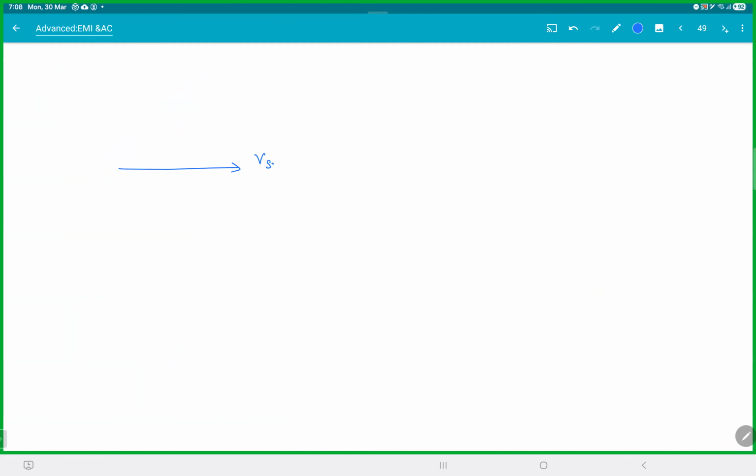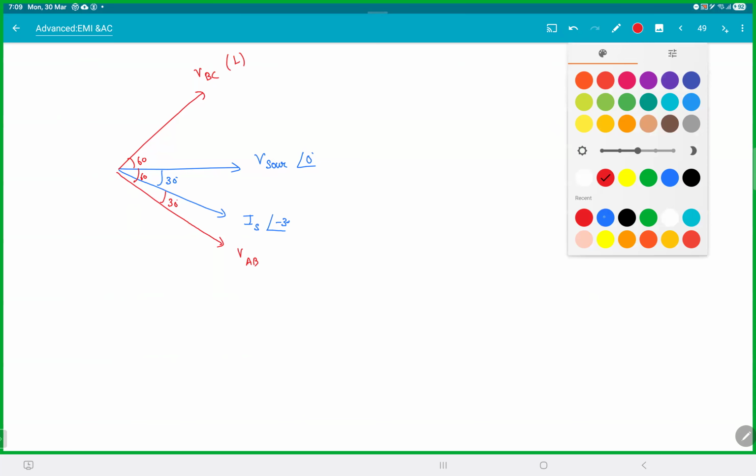So this was my V source, 0 degrees. Just now we proved this was the current source, which was minus 30. So this angle was 30. This was your VAB, which was 60. This was your VBC. I think that was BC, right? That was BC. Basically, this is the inductor one. This was AB. This was also 60, meaning this angle must be 30. Perfect. I think I got it.